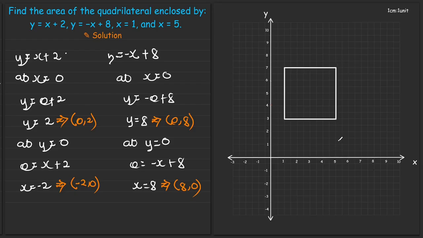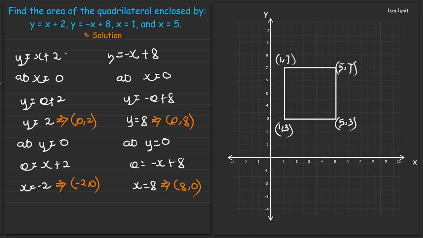This one here has coordinates (5, 3), and this also has (5, 7). This one, on the other hand, is (1, 3), and we have this being (1, 7). So these are the points we want to use to find the area enclosed by this figure.